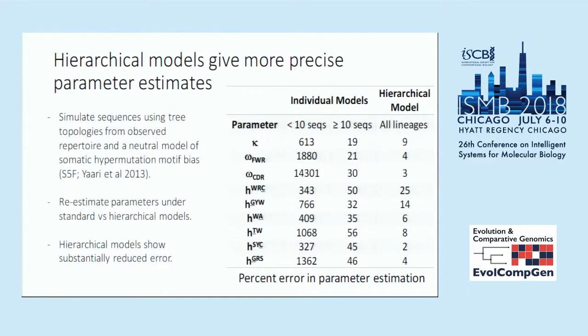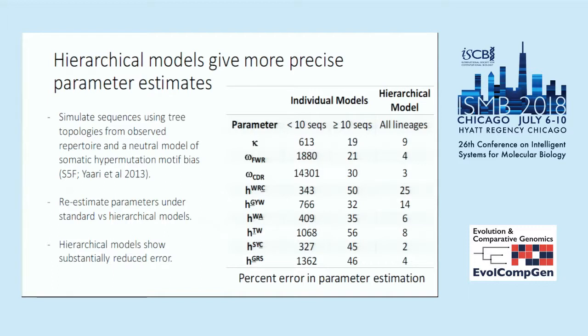So here we have a fairly simple simulation analysis where we have taken phylogenetic tree topologies from a particular individual's repertoire and simulated clonal sequence data sets using a neutral model of somatic hypermutation targeting, and then tried to re-estimate these substitution parameters from our model. And what you can see is that when we use individual models on very small clonal lineages of less than 10 sequences, the parameter estimates are essentially meaningless. They have extremely high percent errors. Once we get more sequences, the percent error goes down, but it's still not great.